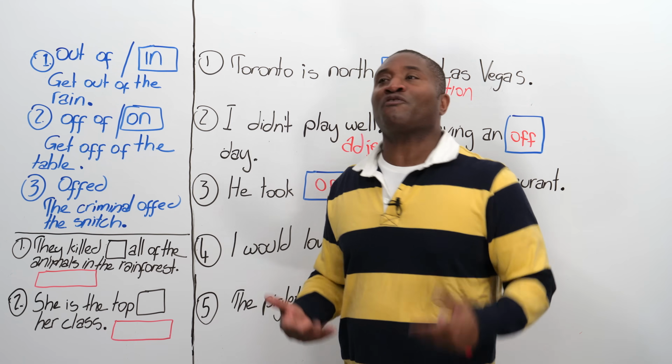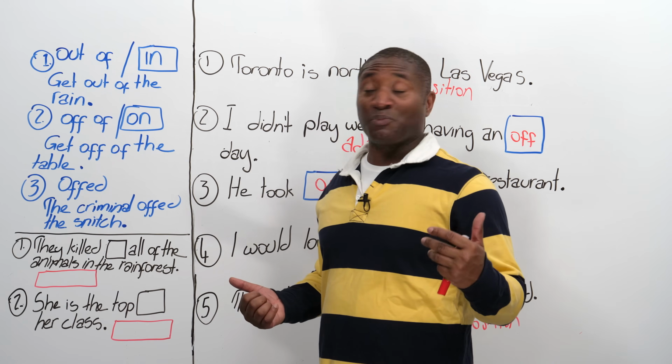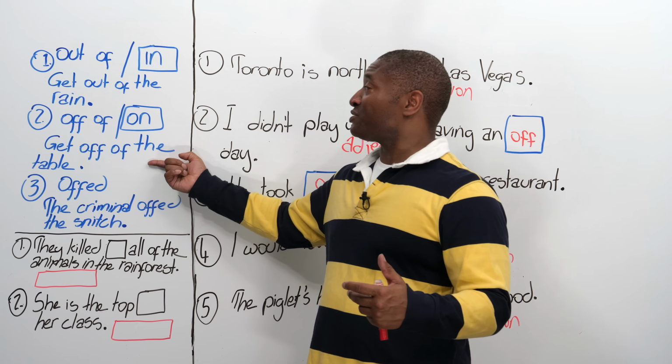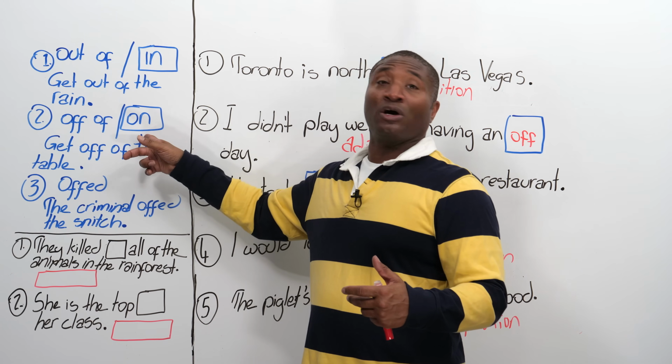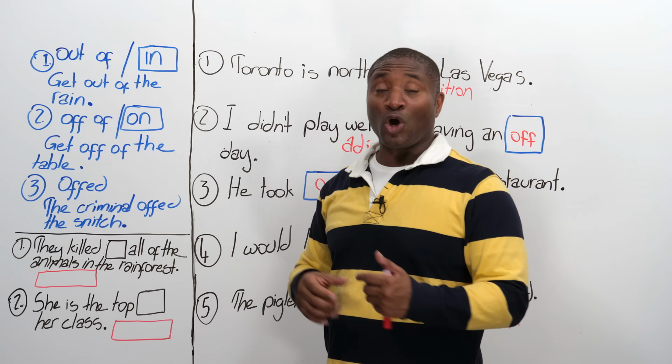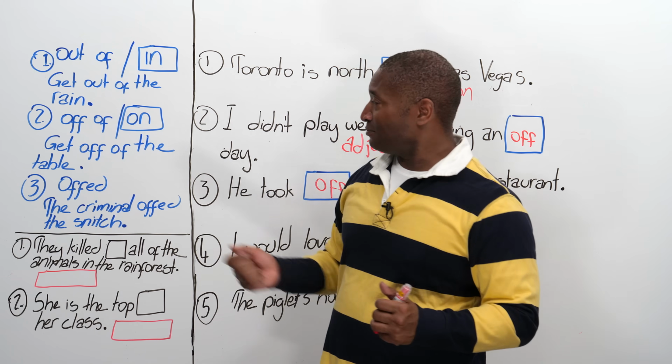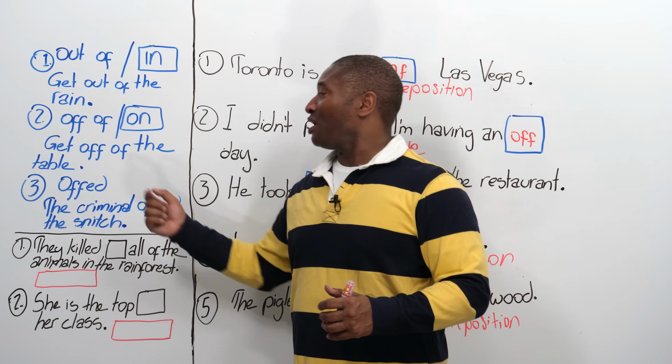Like, get off of the table, get off of my back. Get off my back is simple enough, but some people will say this to put some emphasis on it. And it is the opposite of on. If you're on the table, get off of the table, okay? Opposite of on.